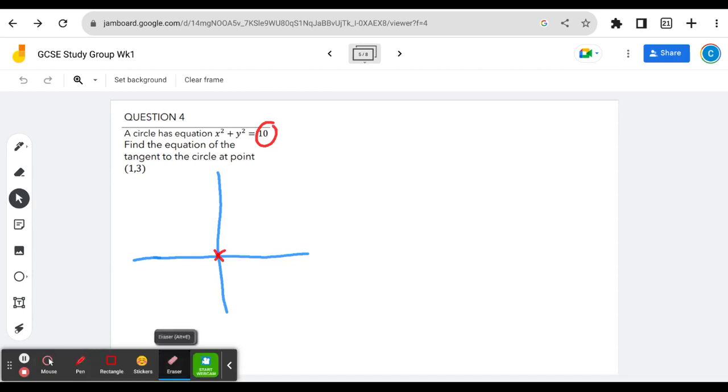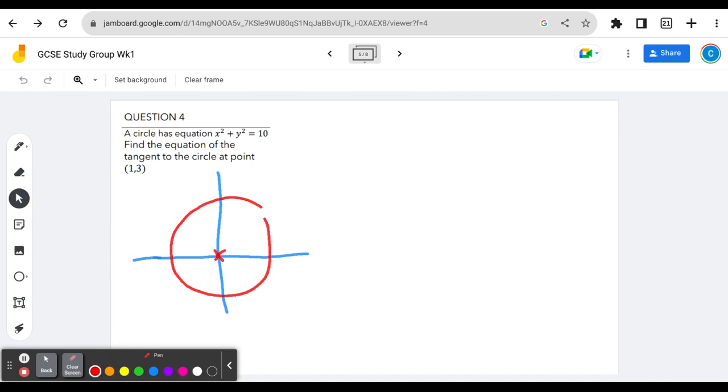Okay, so I'll just rub that out. The radius will be the square root of 10. So I know that I have a circle around my origin, and the radius is root 10, because the formula for a circle is x squared plus y squared equals the radius squared.